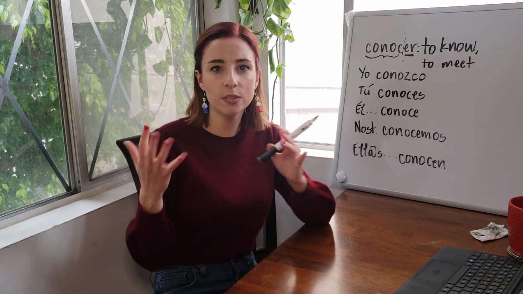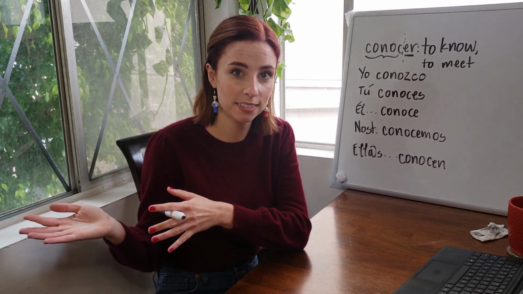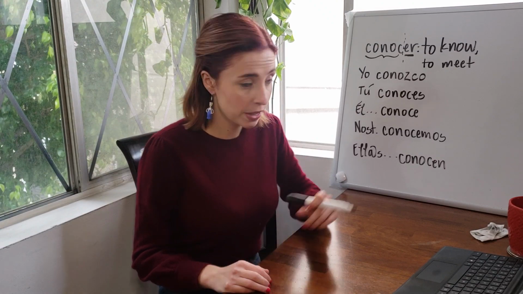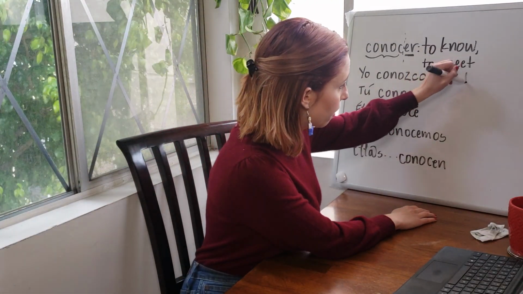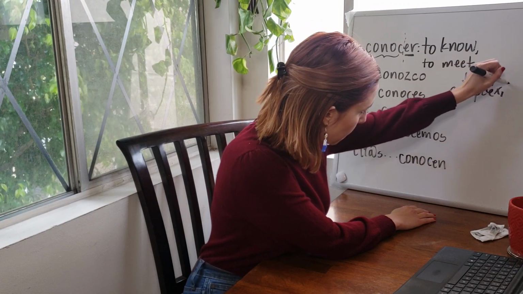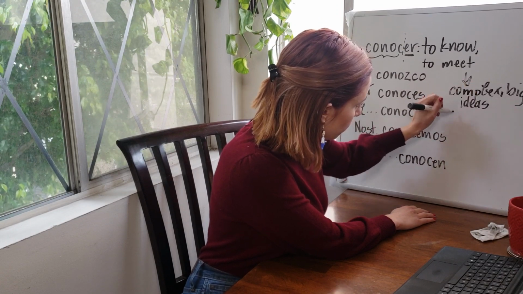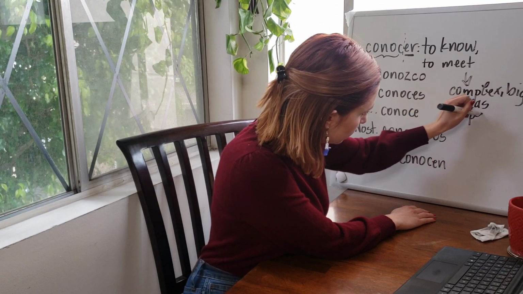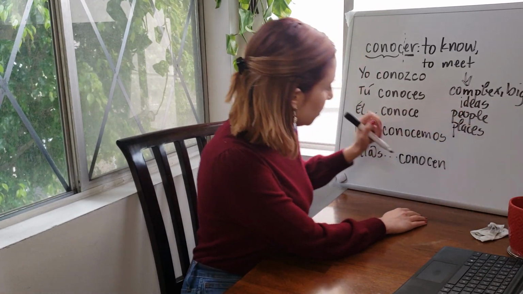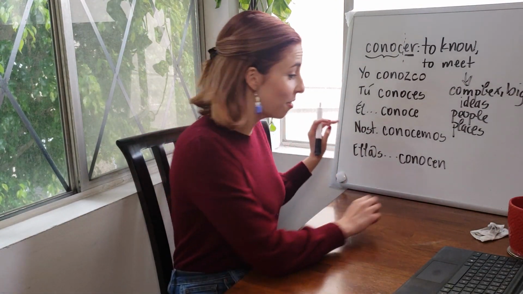And you can kind of see how these are all related, because to know a person is very different from just knowing the facts. And to know a place is also very different than just recognizing it on a map. So for conocer, we have used for complex, big ideas, used for people, and used for places. You practice these while I set up a Venn diagram, and that'll be how we end this video.